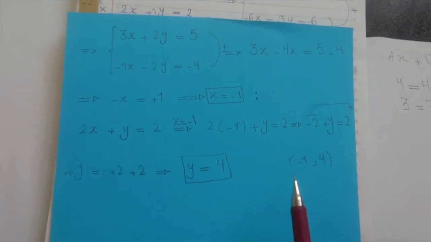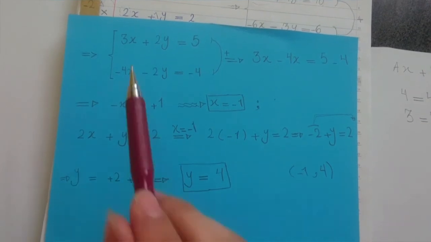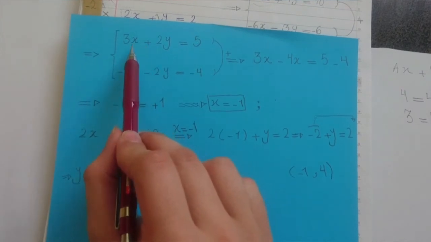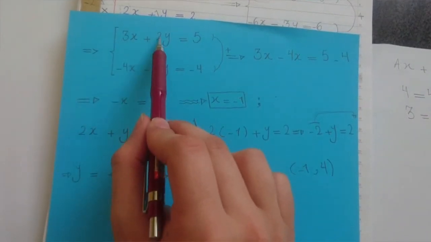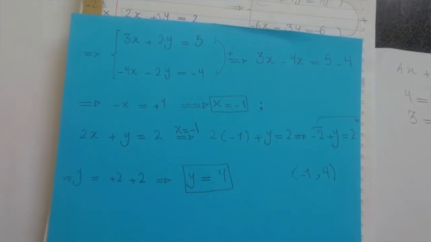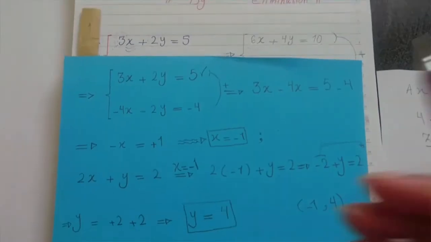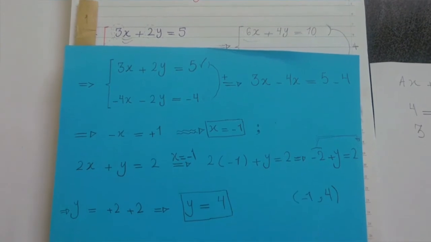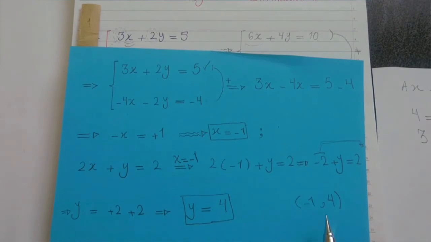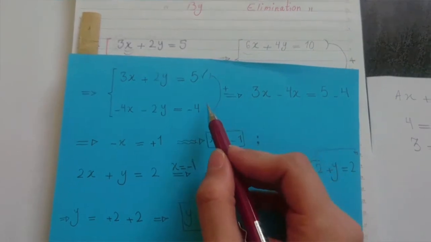We can also check our answer by plugging it into our system of equations. So we have negative 1 times 3, which is negative 3, plus 2 times 4, which is 8. Negative 3 plus 8 is 5, so it's true. Then negative 4 times negative 1 is 4, and minus 2 times 4, which is 8. 4 minus 8 is negative 4, which is true.